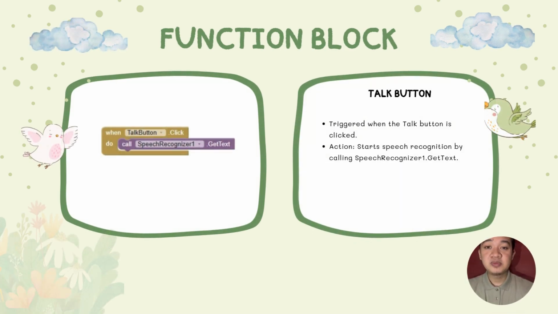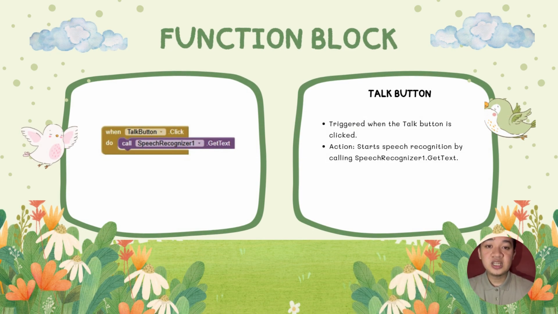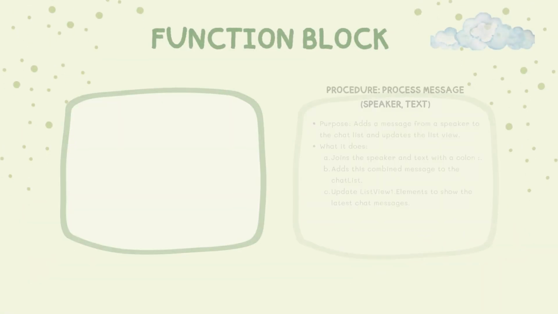For the next function block, which is the talk button, this allows users to interact with the chatbot using their voice. When the button is tapped, it triggers a block of code that starts the speech recognition process. Specifically, it calls speech recognizer gets text, which listens to the user's voice input. Once the user finishes speaking, the recognized text is captured and processed by the chatbot.